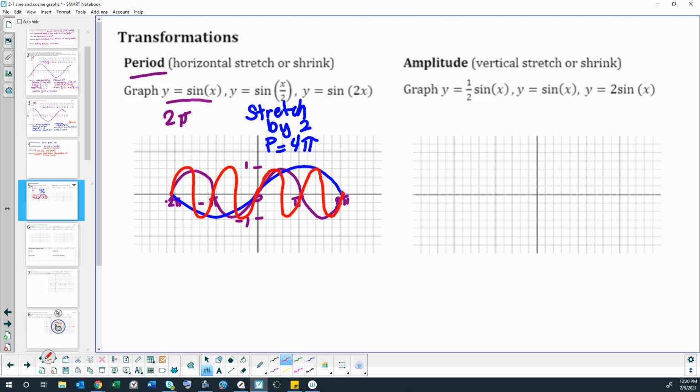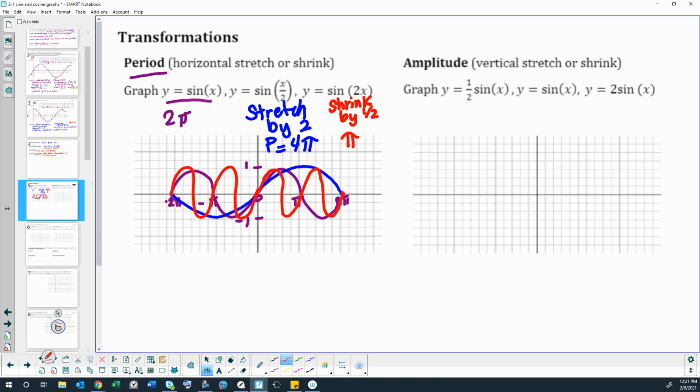It's getting really messy at this point. This one's a shrink by half. Isn't it interesting how left and right things are always opposite of what you think they should be? So again, it's this horizontal, and it ends up being opposite. So what happens to our period this time? Pi. We get the whole cycle in the length of pi.